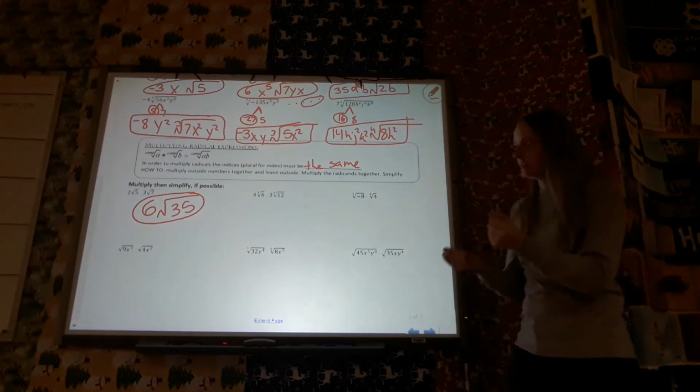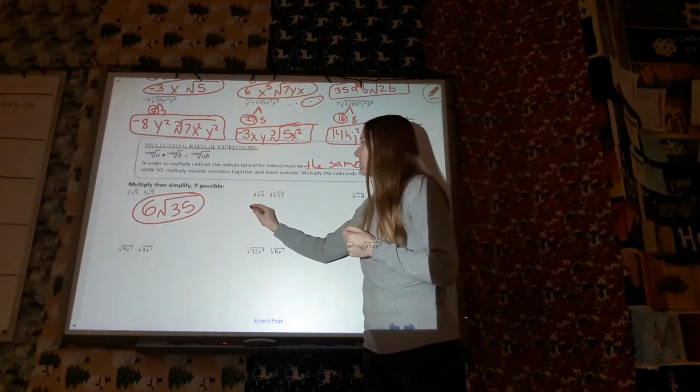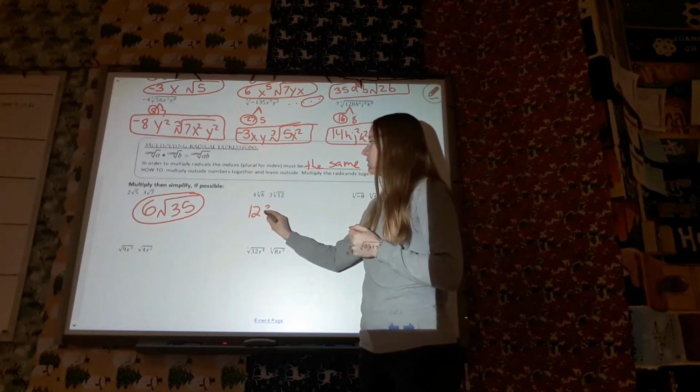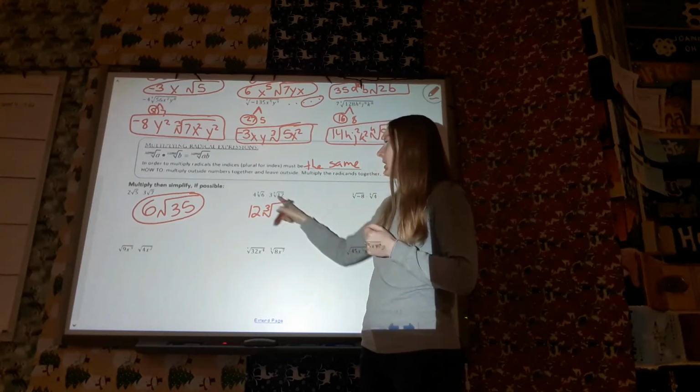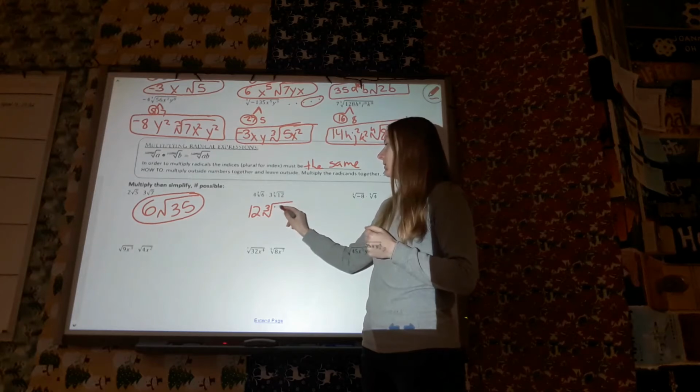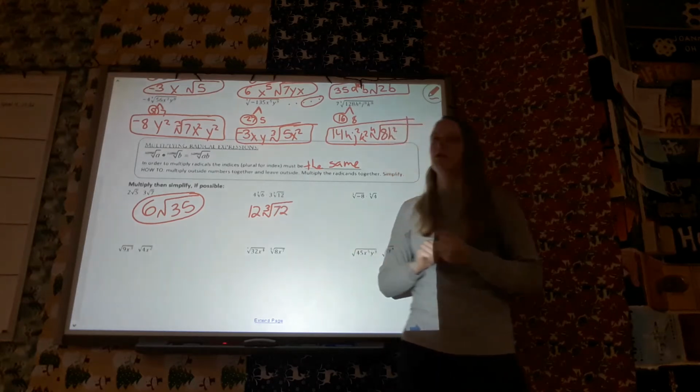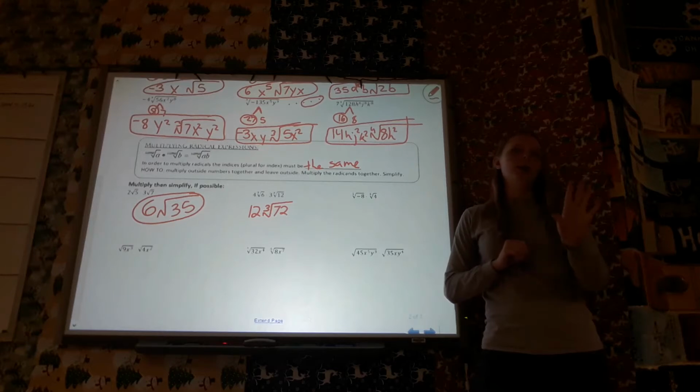Okay. Next up, again on the outside we have 4 and 3. That multiplies to get 12. This is a cube root this time, so don't forget your index. 6 times 12 is 72. So that's the multiplication part done, and that's great.